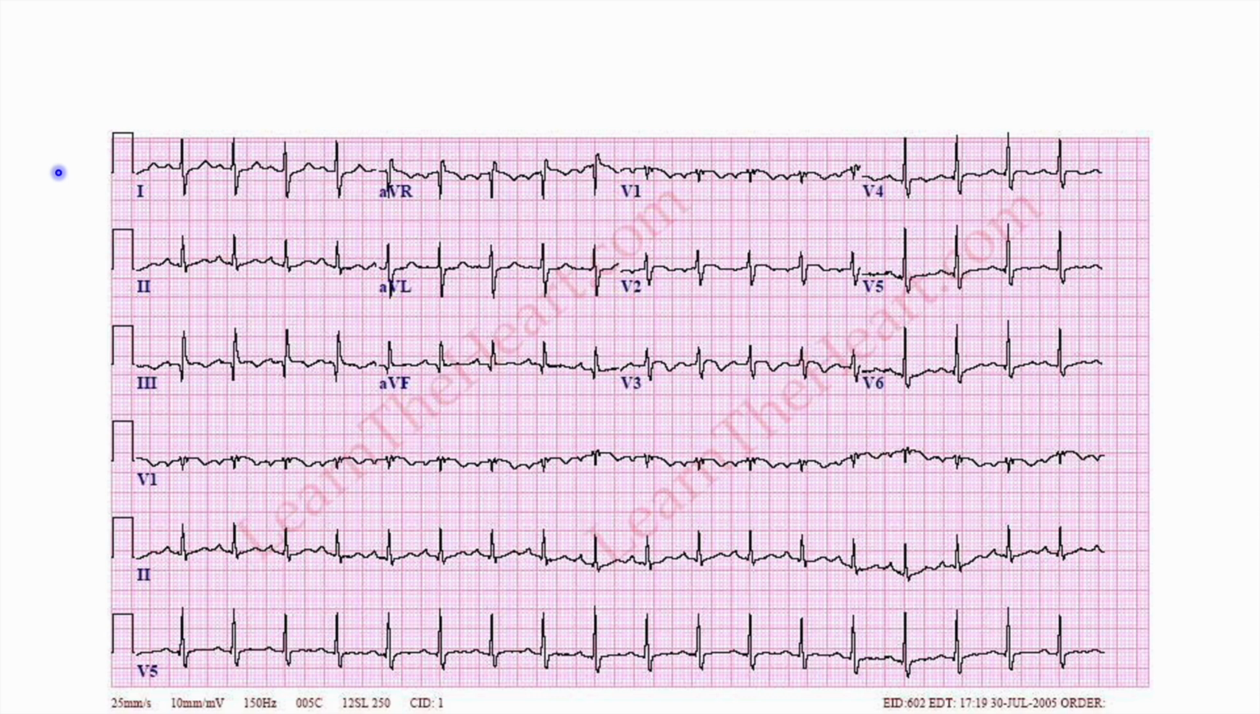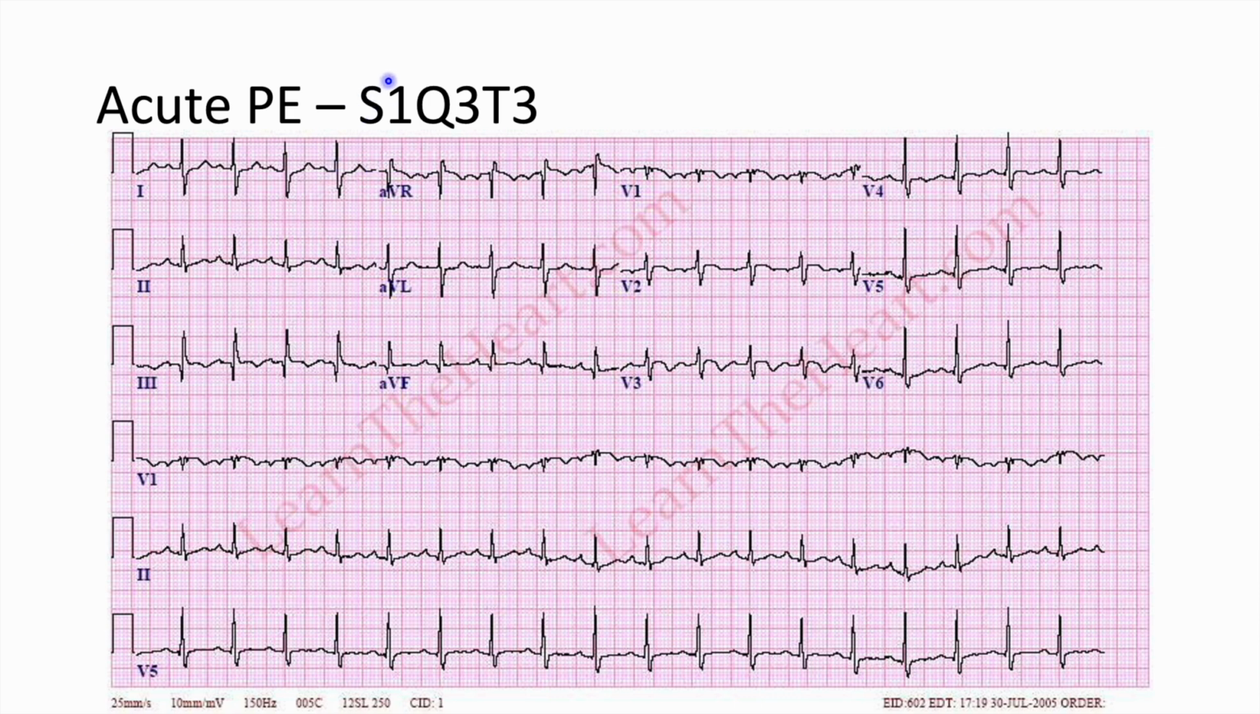3, 2, 1. This is also a very tricky one. This one is probably the hardest to pick up on, but this is referred to as S1Q3T3. This is typically indicative of an acute major pulmonary embolus, like a saddle embolus might cause this. It doesn't have to cause this, so it can still be a PE if you do not see this, but this can be a good indicator of that. And so what does that mean?